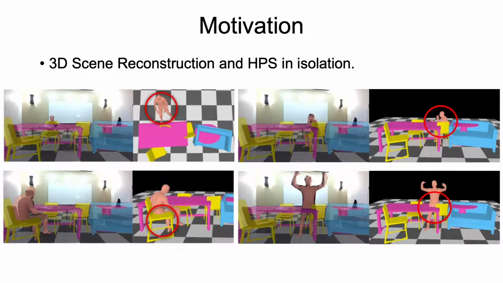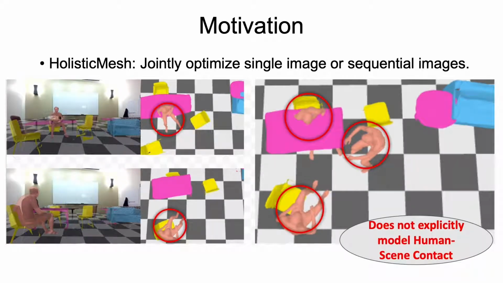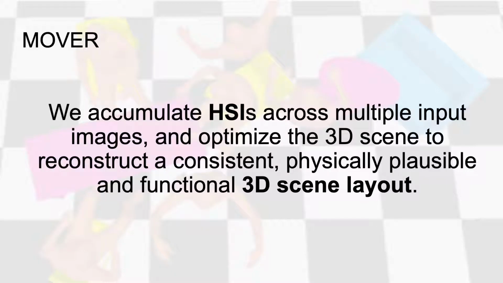Humans in estimated scenes penetrate objects or lack contact with objects and hover in the air when estimated in isolation. Humans interpenetrate objects even when the 3D scenes and humans are jointly optimized with single or sequential images, without explicitly modeling human scene contact. In contrast, we accumulate HSIs across multiple input images and optimize the 3D scene to reconstruct a consistent, physically plausible, and functional 3D scene layout.